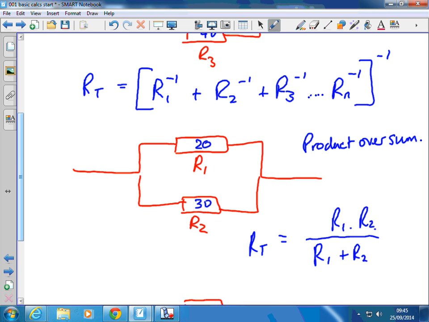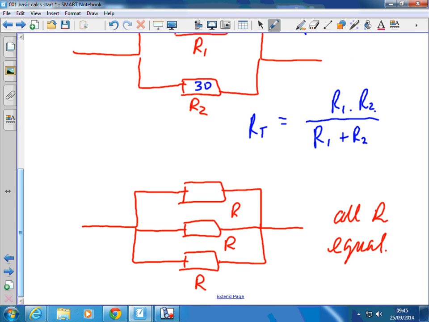So that you can use that consistently for two resistors together in parallel. Okay. Thirdly, there's a quick get out when you have multiples of values that are exactly the same.